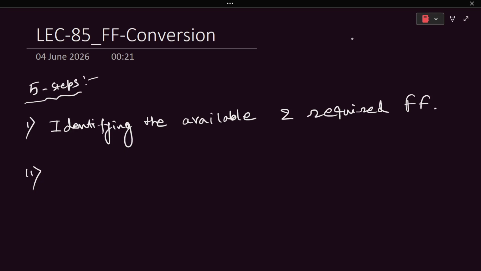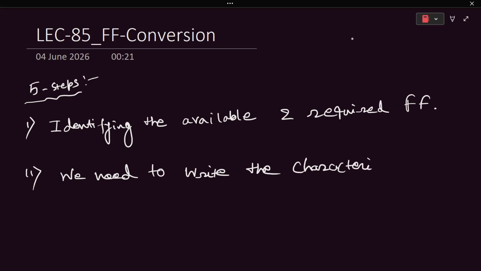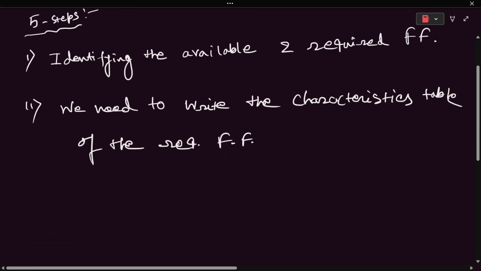So after that, what do we need to do? We need to write the characteristics table of the required flip-flop. We already identified the available one and the required one, and the required one is already known to us all. So after that, we must write the characteristics table of the required flip-flop.